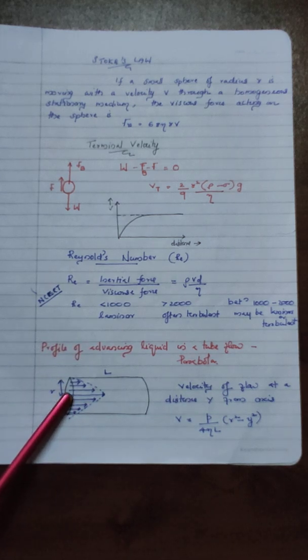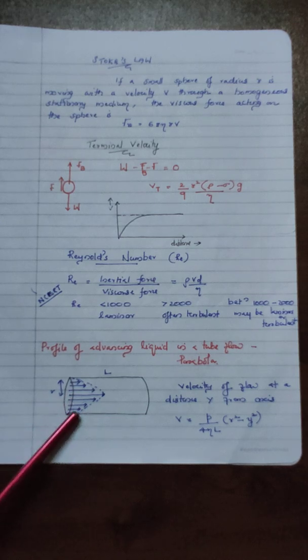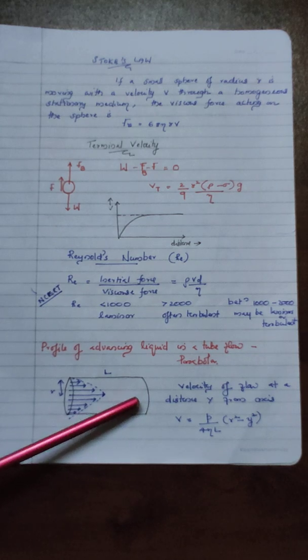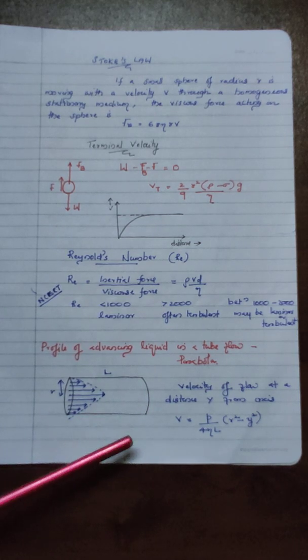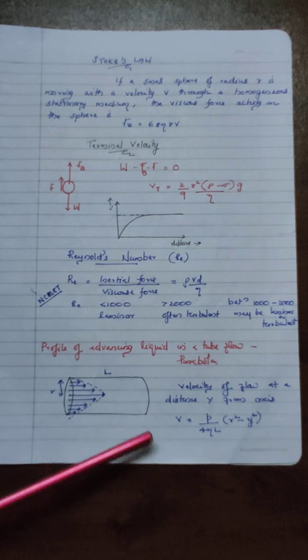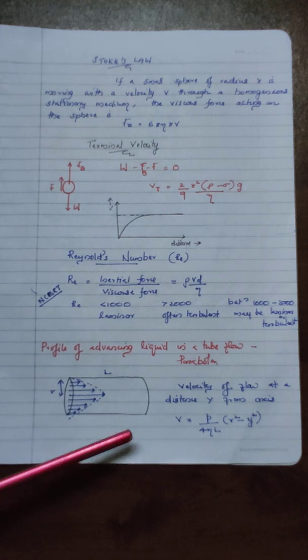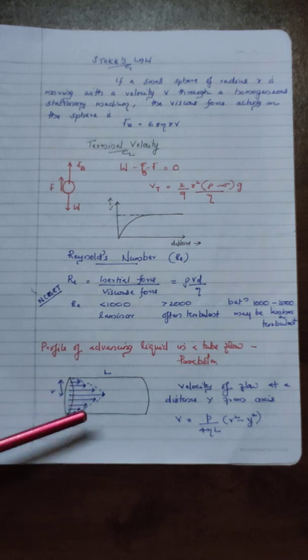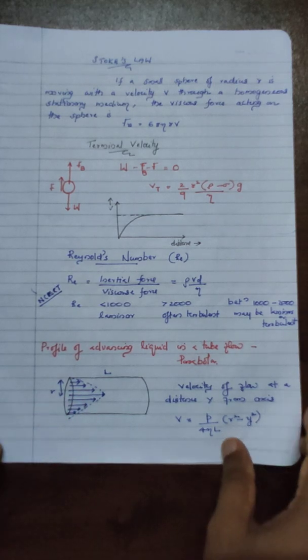Look at the profile of the advancing liquid in a tube flow; we can see it is a parabola. Keep in mind the layer at the axis moves with the maximum speed, but on the surface it becomes zero. And keep in mind the velocity of flow at a distance y from the axis is v equal to p by 4 eta L into (r squared minus y squared), where p is the pressure. It is a very important one, and keep in mind that y is the distance of separation from the axis. It's a good relation.